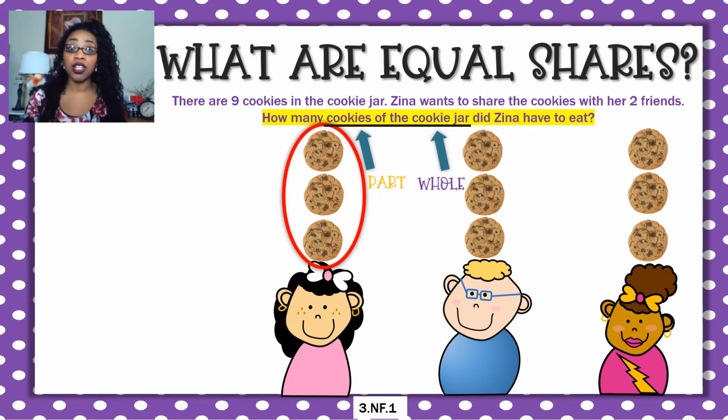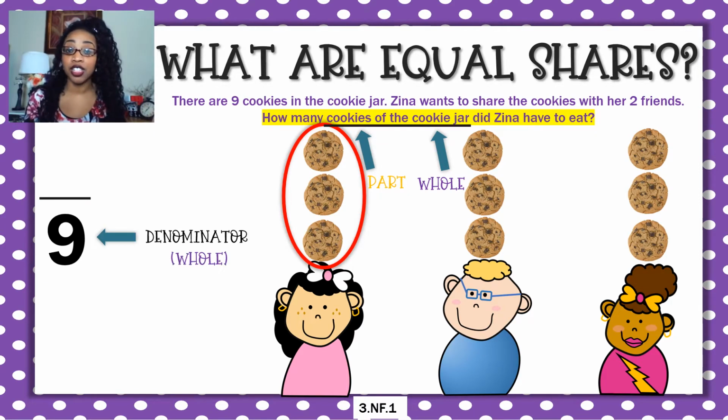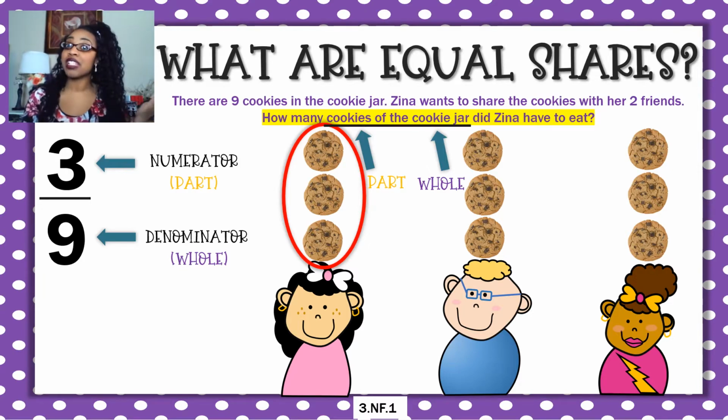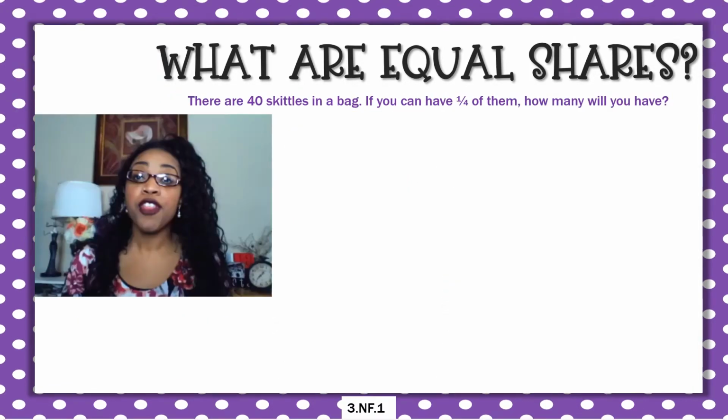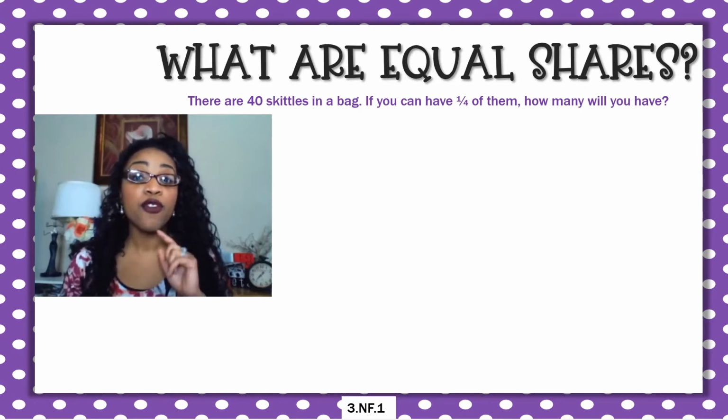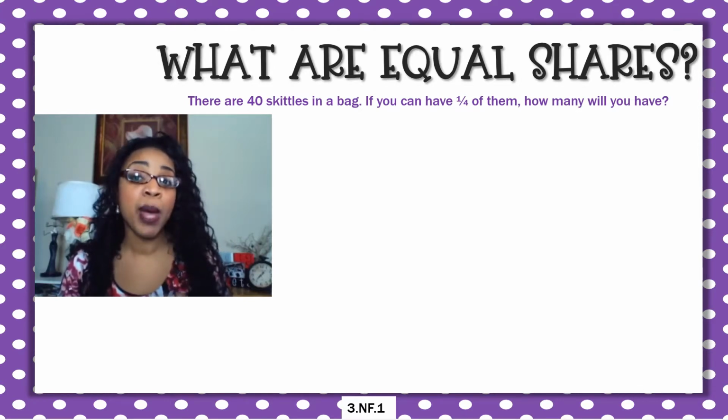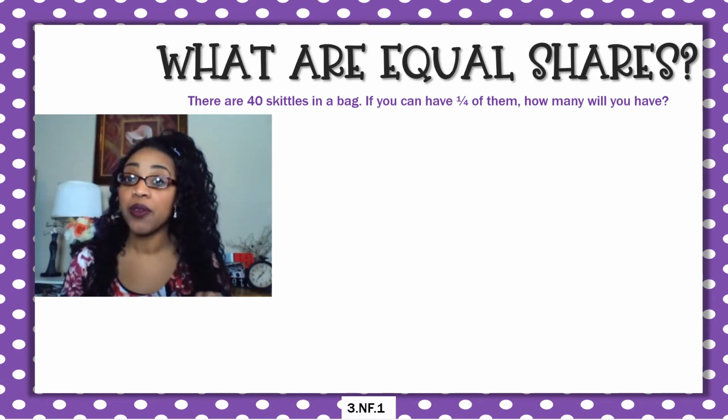So I know that there were 9 cookies in the cookie jar, so that must be my whole or my denominator. And I know now that Zena ate 3 cookies, so that is my part or my numerator. Zena ate 3/9 of the cookie jar. Alright, so let's do another problem. There are 40 Skittles in a bag. If you can have 1/4 of them, how many will you have? Well, now I actually have to divide a whole into 4 parts.